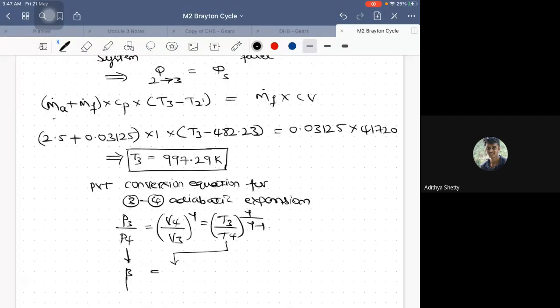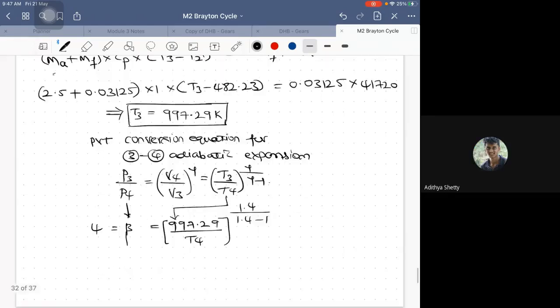Now, come back to the previous step. Having found the value of T3, that is 997.29 divided by T4, the whole to the power of 1.4 divided by 1.4 minus 1. Beta value is 4. Am I right? Is the value of beta 4? Yes, sir. So give me the value of T4. 671.12. Just check the value. If it is a different thing, let me know.